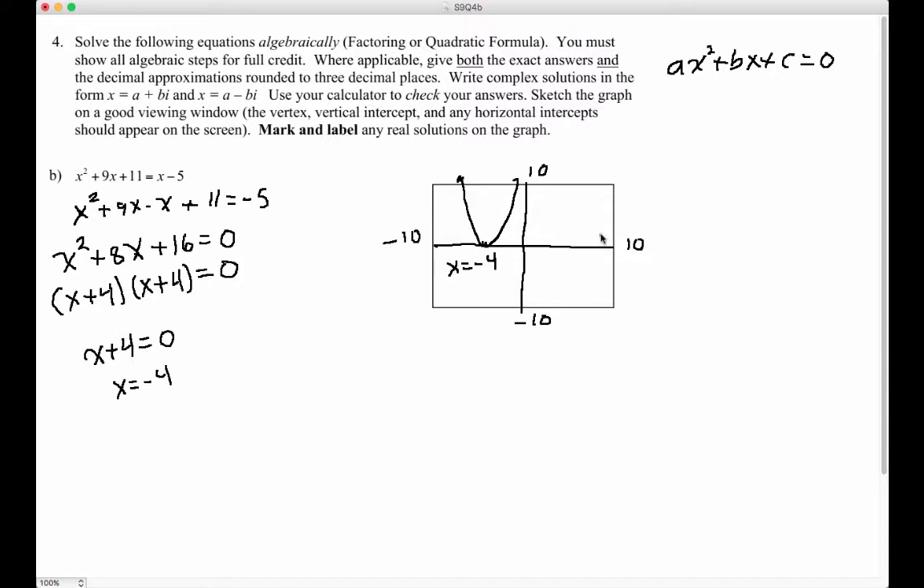Okay, label my axes here and we will call it good. Hopefully this is pretty straightforward. Notice that when you get a repeated factor in your factorization, that is a single point of intersection with the calculator or the graph. In other words, you get the same number twice.